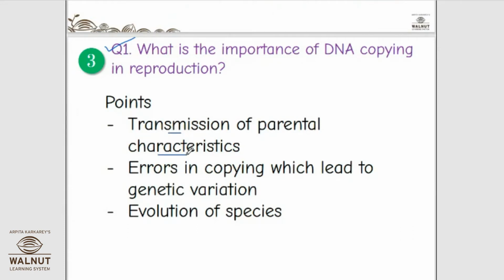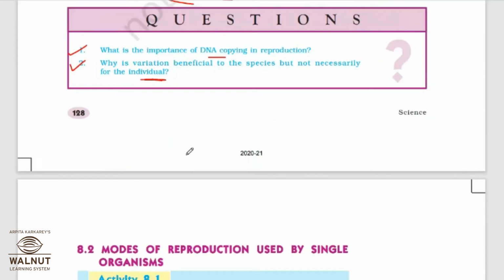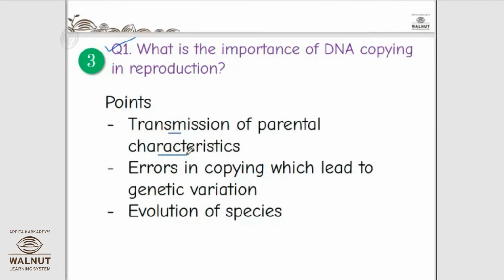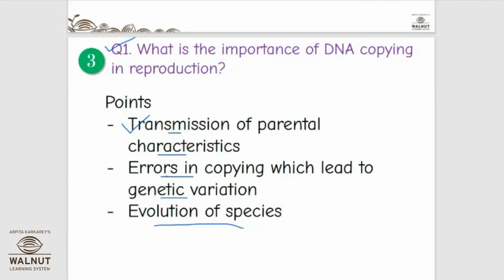Yes. So here points are given to you, students. If you are writing the answers in your exams or assignments, you have to elaborate your answers. Don't just write these points. Please elaborate your answers in complete sentences. Then, errors in copying lead to genetic variation. Again, it is important because it helps them in adjusting to different climates or different atmospheres, and it also helps for the evolution of species. You will see different examples for this question later on.